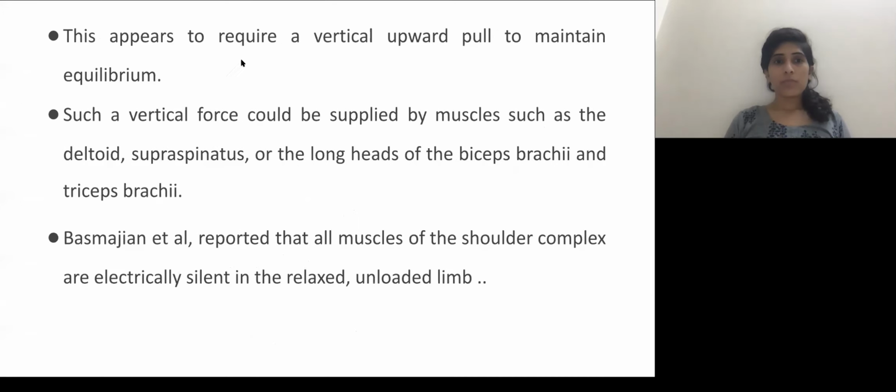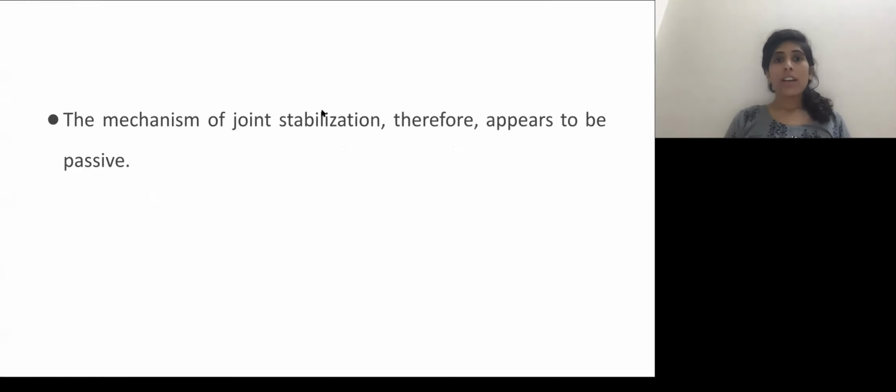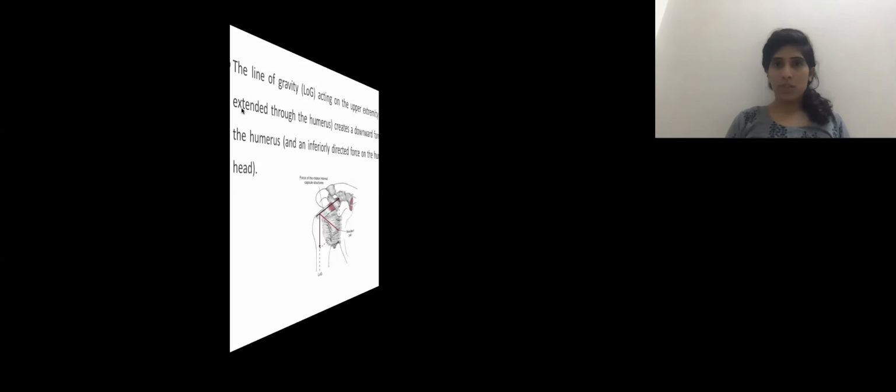So a vertical force could be supplied by muscles such as the deltoid, supraspinatus, then the long head of the biceps brachii and triceps. But research shows that these muscles do not have an active role during the relaxed or unloaded position. So as a result, we require other structures to support this joint, and we can say this is the passive mechanism for the GH joint to maintain the static position.